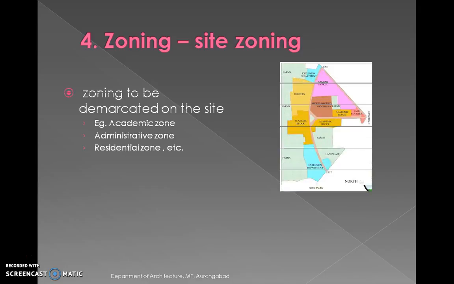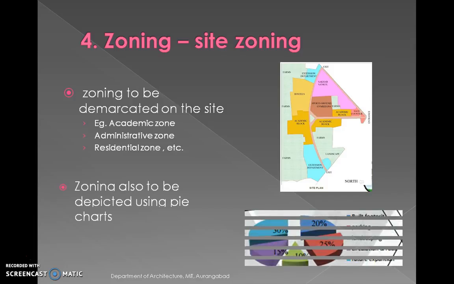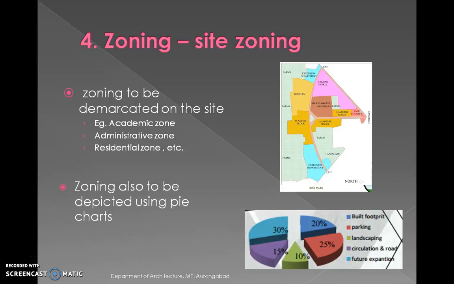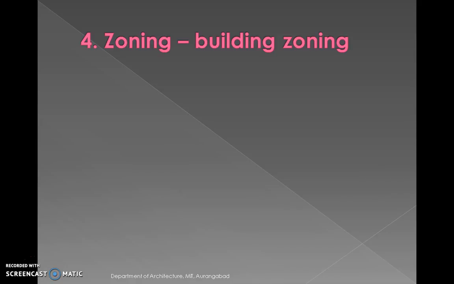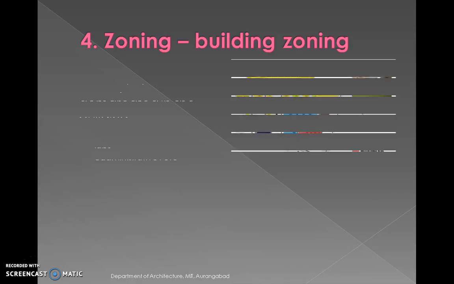The next parameter is zoning. First, you have to do the site zoning. On the site, you have to demarcate the different zones, for example, academic zone, administrative zone, residential zone, etc., using different colors. Also, you have to make a pie chart wherein you define the built-up area, the parking, landscaping, circulation, and space taken for future expansion.